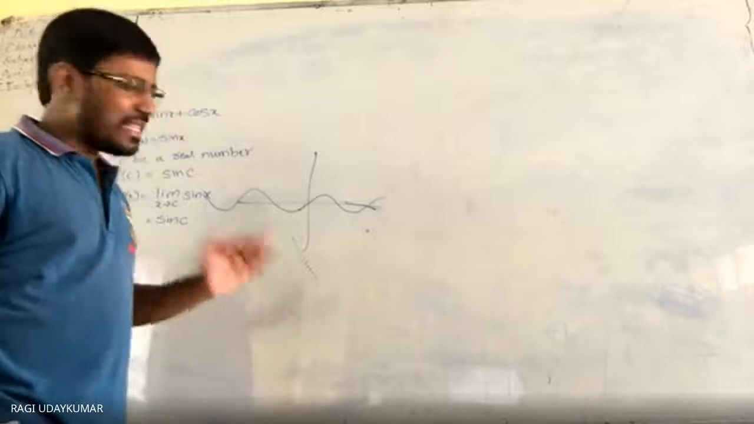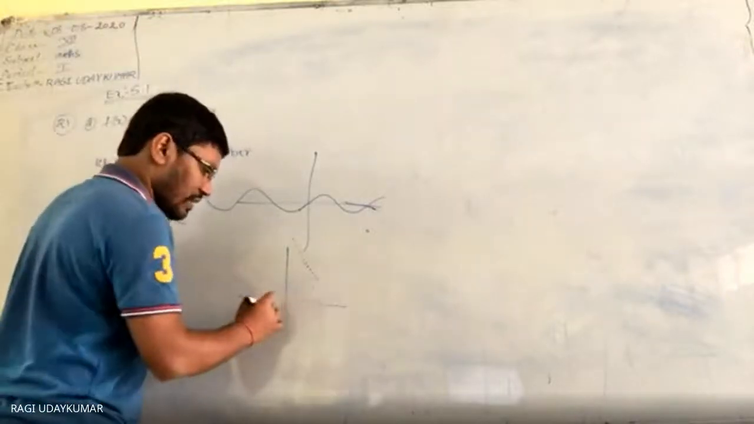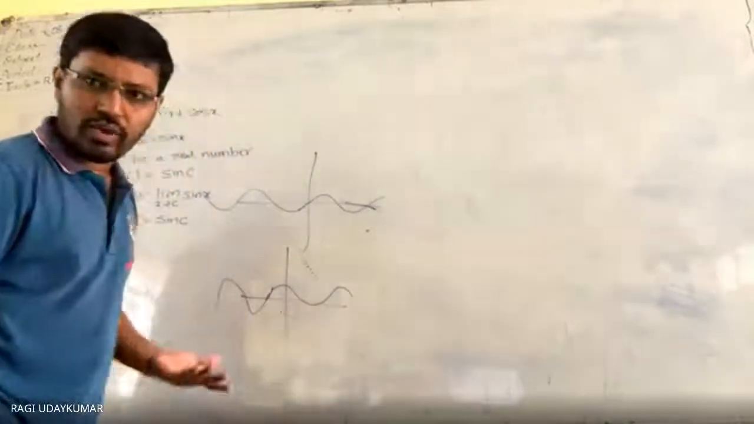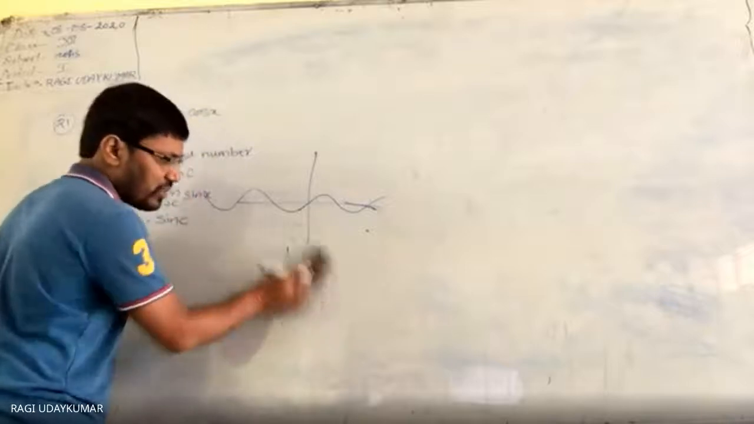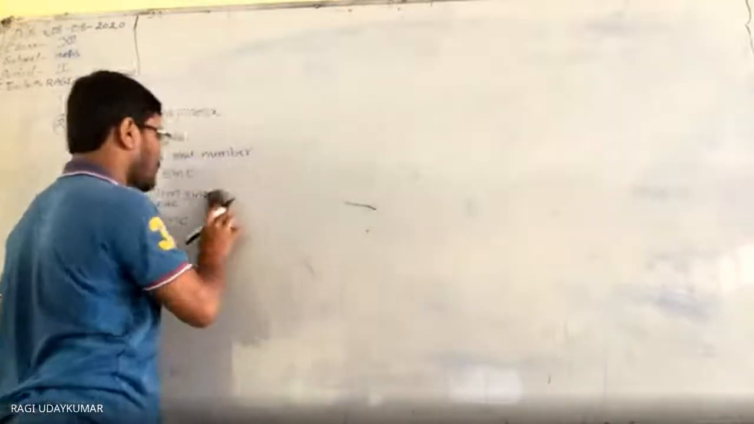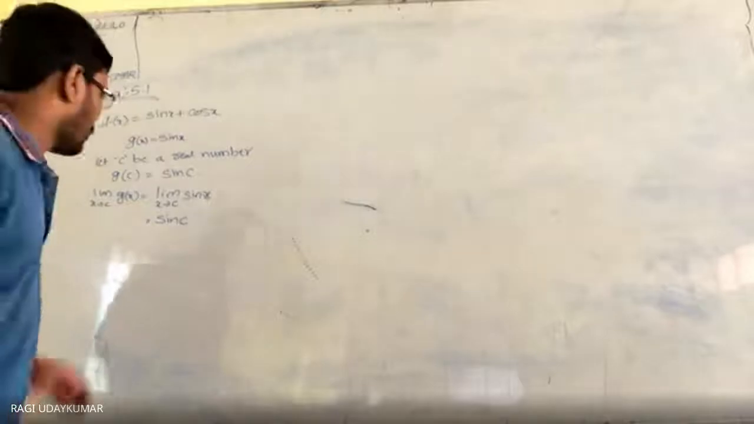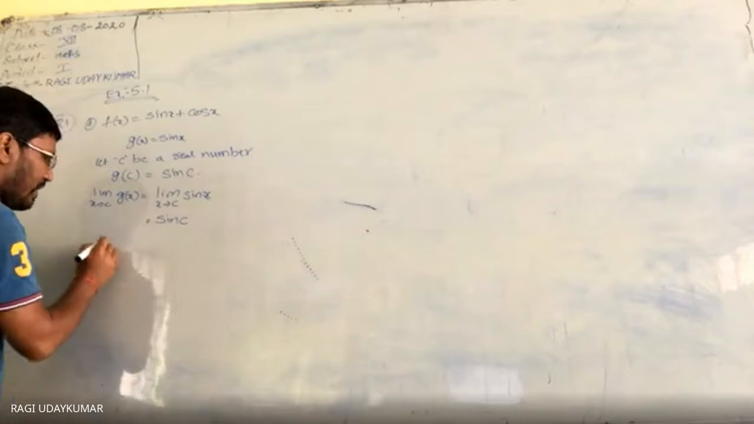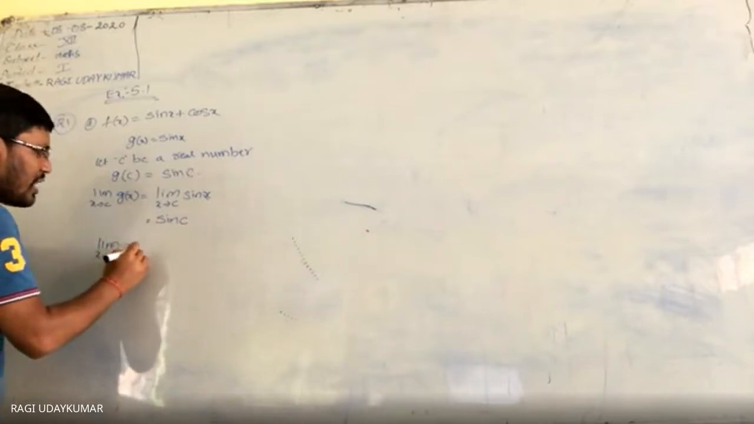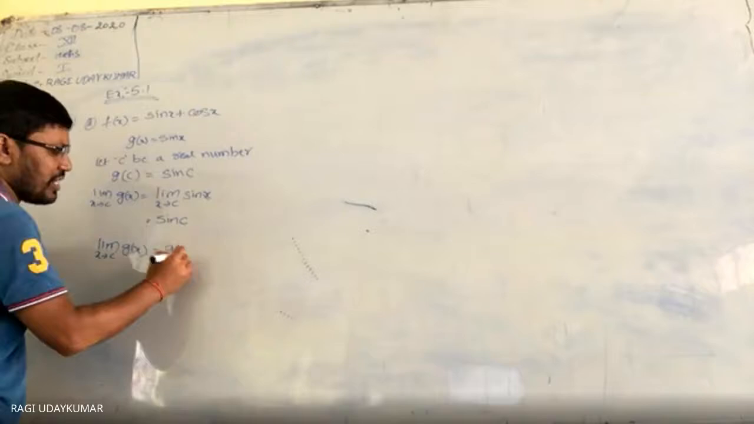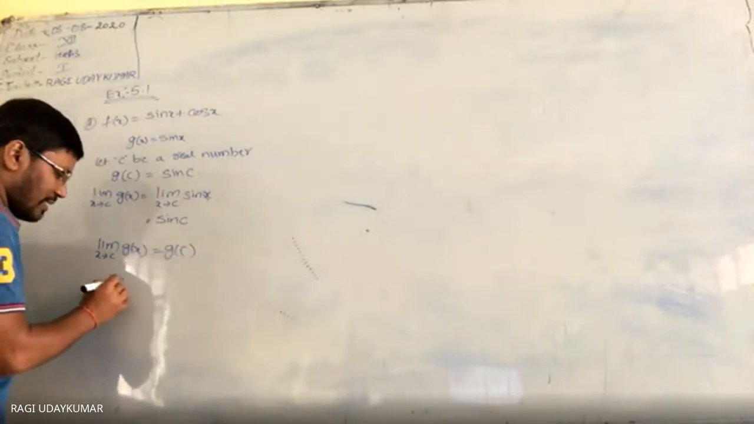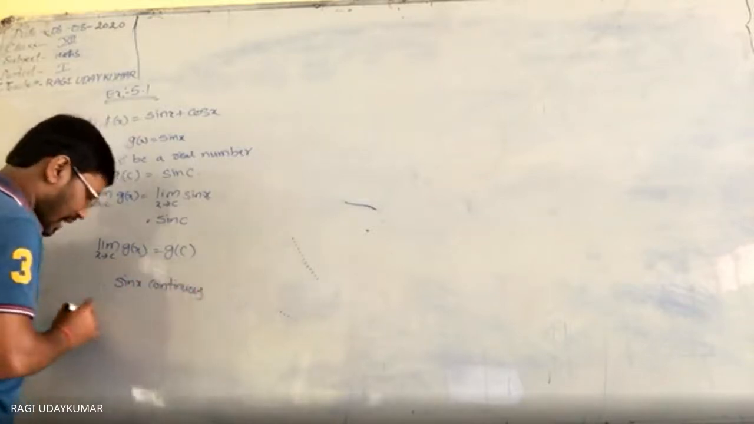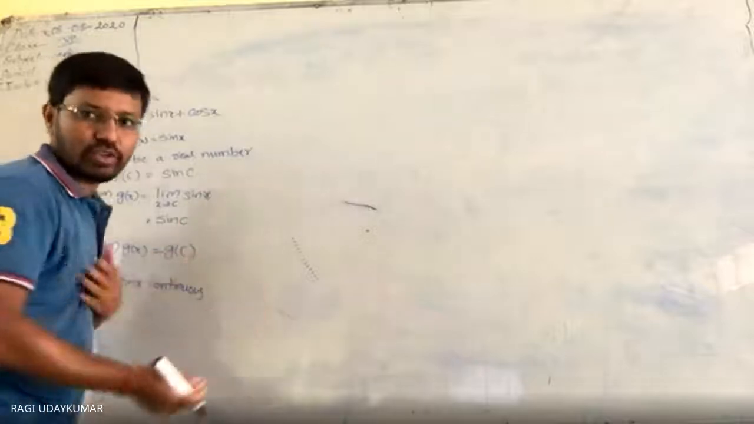Sin x, if you are taking. In the same way, if you consider cos x, the cos x function also will be like this. So this is also a continuous function by graphical observation. So now sin c we get, and both are equal. So the limit as x tends to c of g of x is equal to g of c. Therefore you can say that sin x is continuous. Similarly, cos x is also continuous.